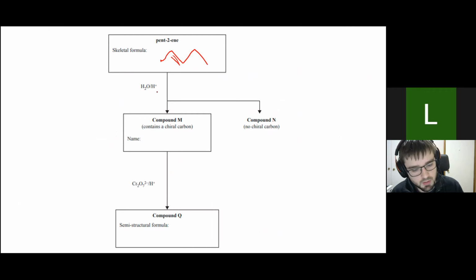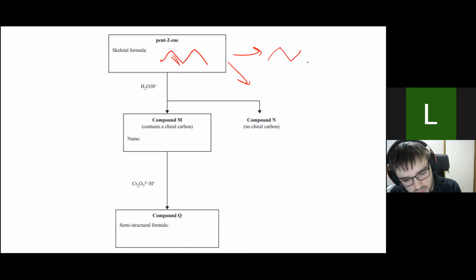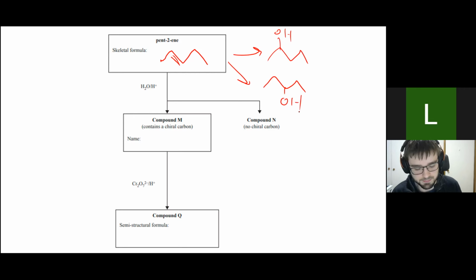We add water to it in the presence of acid, and we get 2 things out. So they must be isomers, because we're getting them from the single reaction. And that's because when we have our double bond here, there are 2 options. Either the OH attaches to the carbon on the left here, and we get this, or it attaches to the one on the right, and they're 2 different compounds. Now we get told this extra information, because otherwise we wouldn't be able to answer it, that one of them contains a chiral carbon and one of them doesn't.